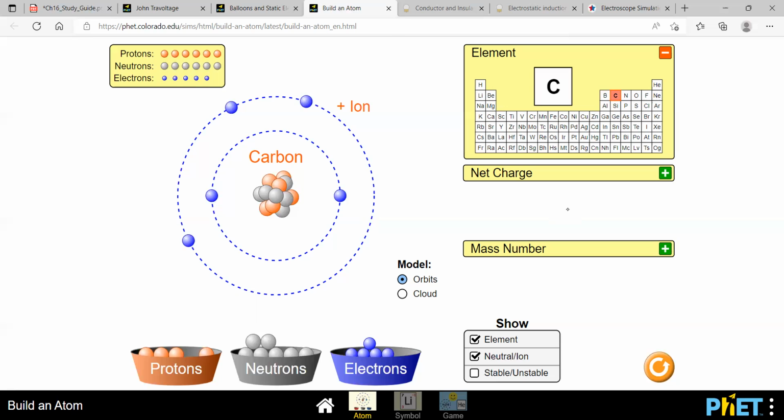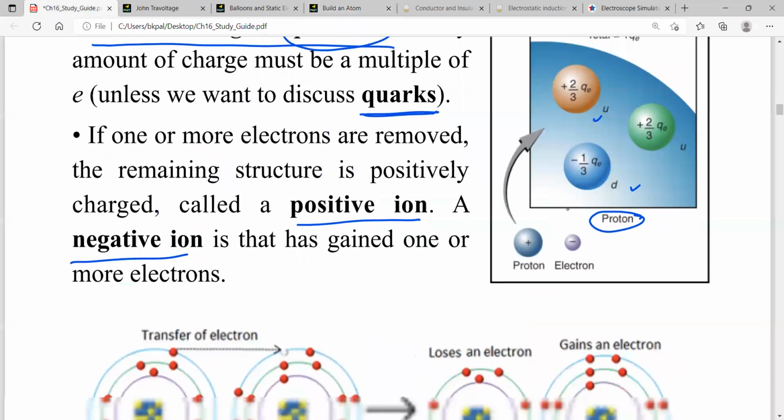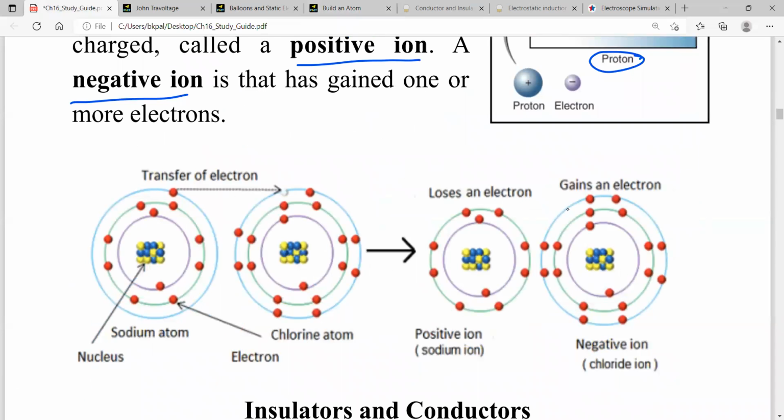All right, so to understand more, let's consider table salt. Table salt is the combination of a sodium atom and a chlorine atom. Sodium has 11 electrons, 11 protons and 11 neutrons, I mean all 11. And similarly, chlorine has 17 electrons, 17 protons and 17 neutrons.